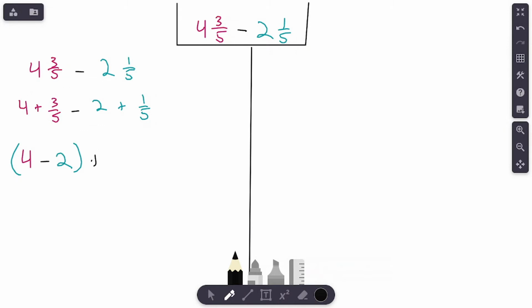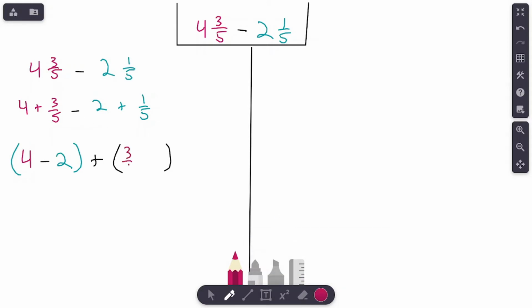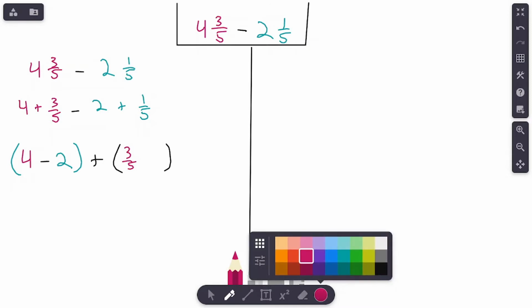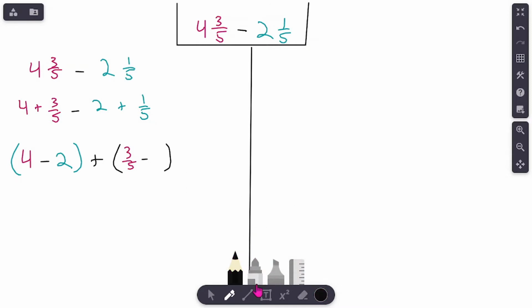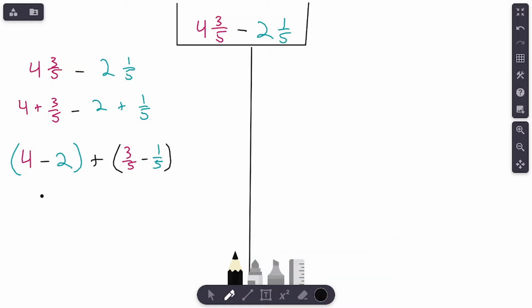Then once we've done that, we're going to add. What are we going to add? Well, we're going to add our fractions after we subtract them. So we've got 3/5, and we are going to subtract 3/5 by 1/5. Okay, so this is what it's going to look like. This is what we're technically going to do. We're going to subtract our whole numbers, so let's do that first. 4 minus 2 is 2.